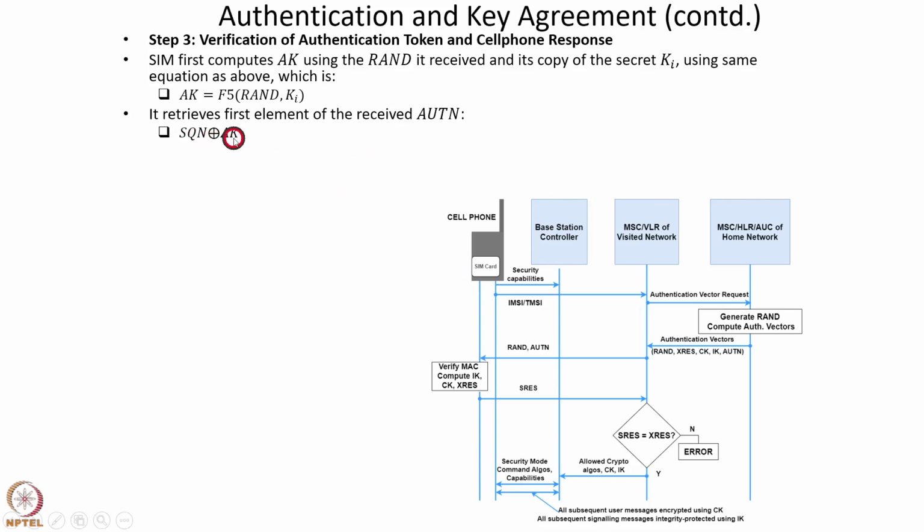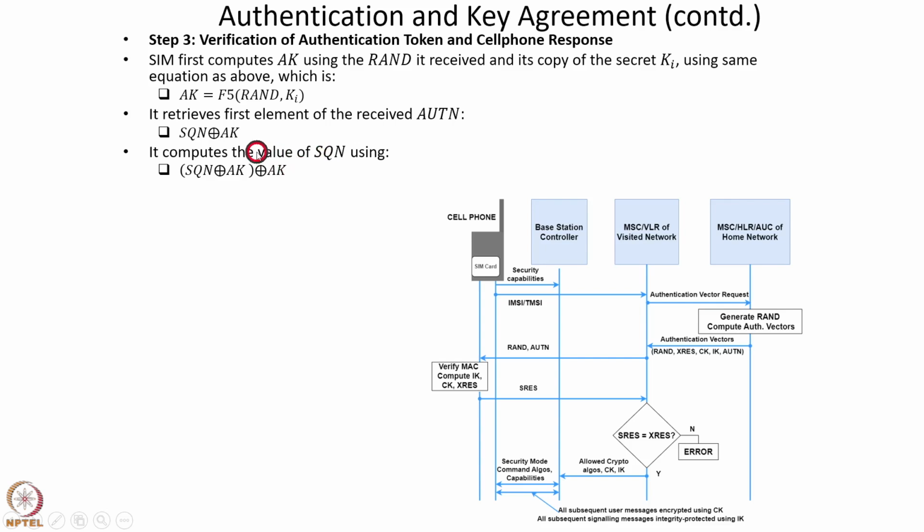So the first element of AUTN, which we discussed earlier, is SQN XOR AK. Now from this, the SIM card has to obtain SQN. So the SIM card computes the value of SQN using this. This first element of the received AUTN is XORed with the anonymity key, which was computed by the SIM in this step. So SQN XOR AK XOR AK is equal to SQN. Thus the SIM card has obtained the value of SQN.